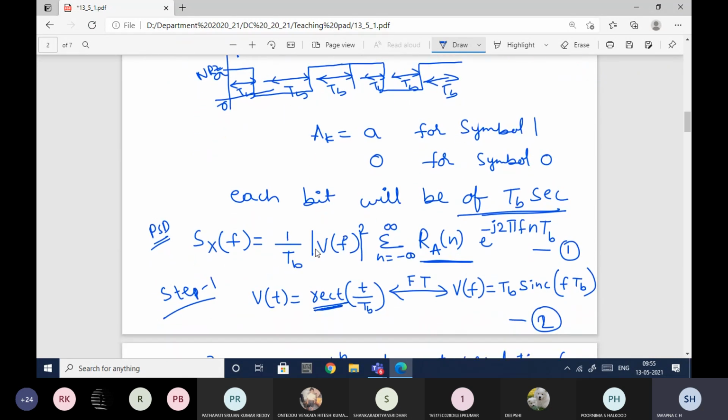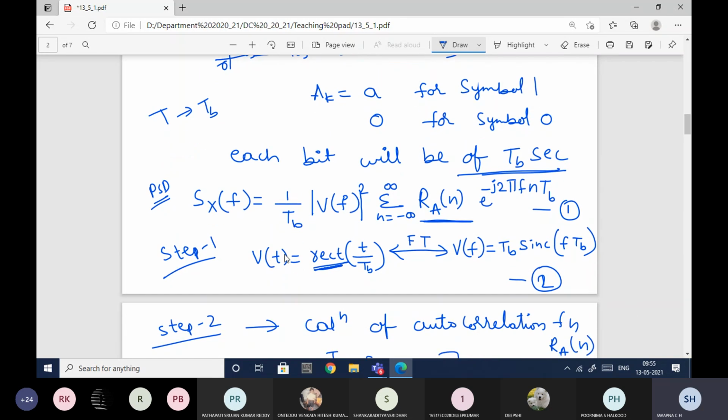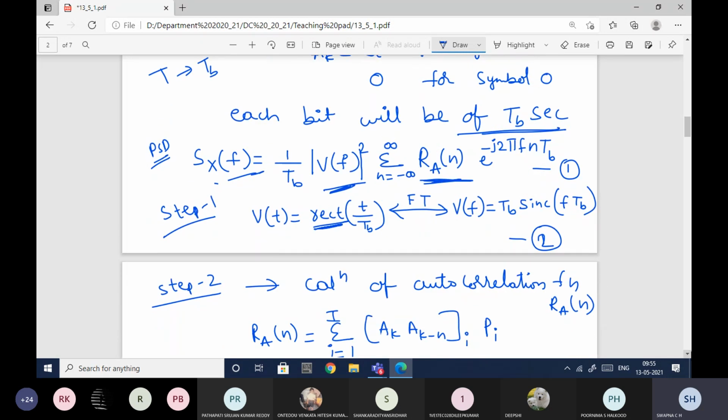Then I have taken the power spectral density equation. Here, instead of T, I have replaced T with TB because each bit duration is TB seconds. Wherever I have got T, I have replaced it with TB. Then you have v of t. In the first step, if I want to get Sx of f, I need to know what is V of f and also what is Ra of n, the autocorrelation function value. So for that reason, I have taken v of t.